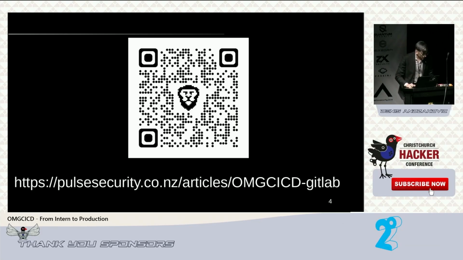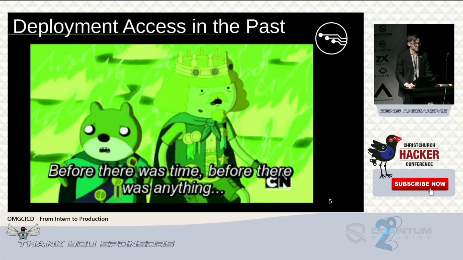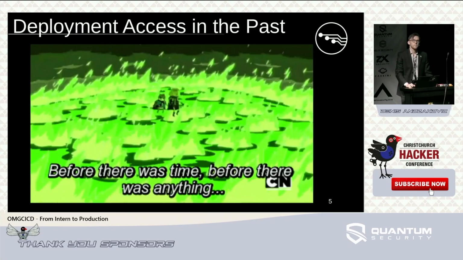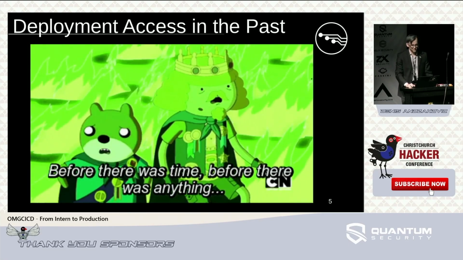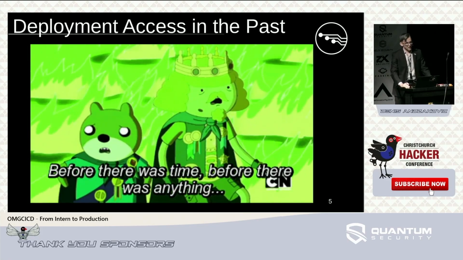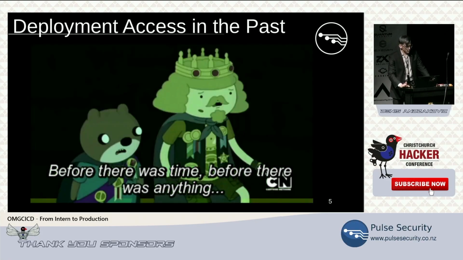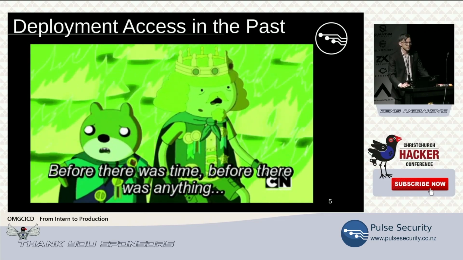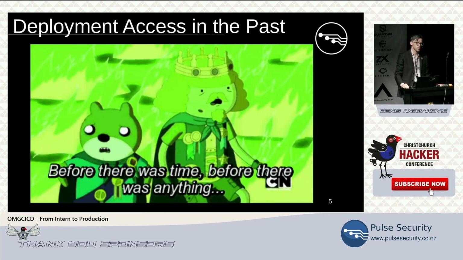So before we can talk about how we deploy systems now, we should probably talk about how we used to deploy systems in the past. So before there was time, and before there was anything, there were Unix admins. And part of those Unix admins' jobs was to turn up once a month, once every couple of weeks, however often deployments to production happened.